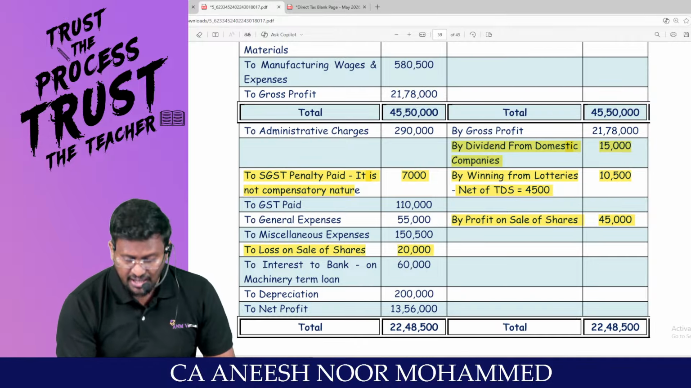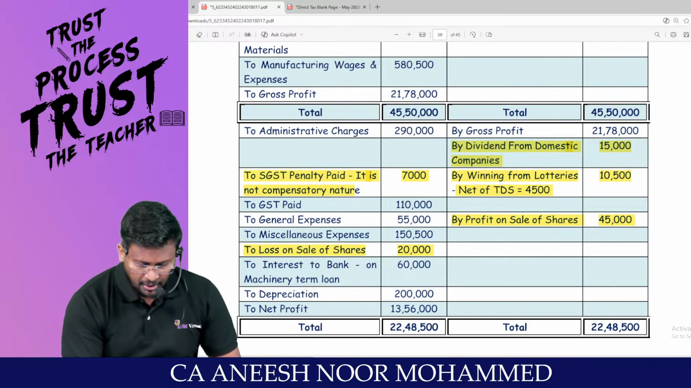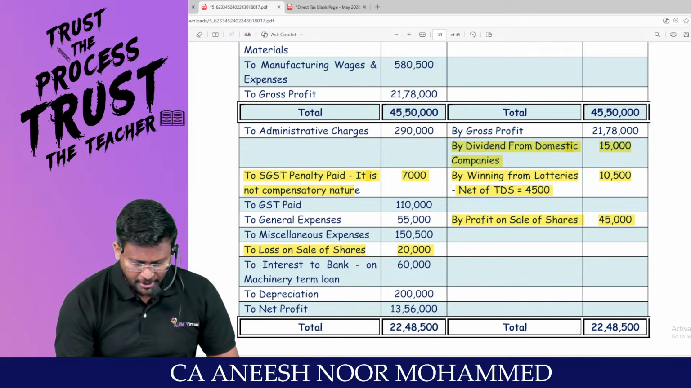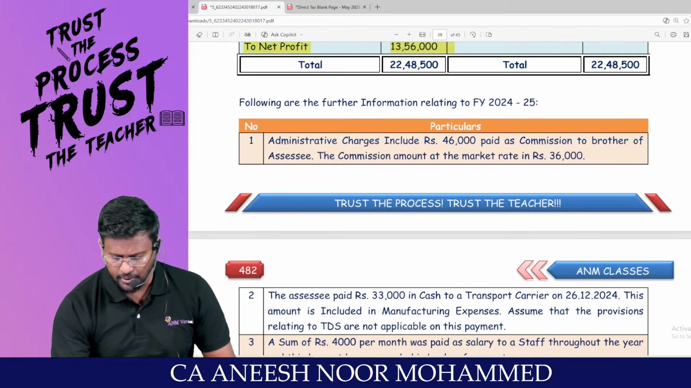Loss on sale of share is a capital gain item. It's an impurity for PGBP, should be added back. Interest to bank on machinery term loan generally allowed. Depreciation generally allowed. We have to start with the net profit.